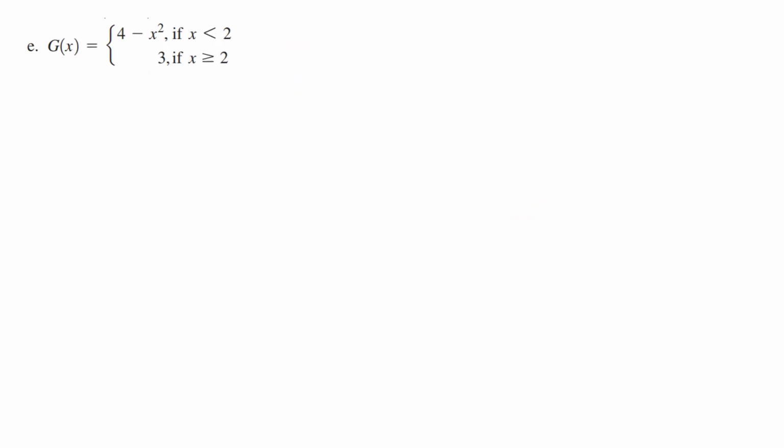If you see a piecewise function like this, all you need to do is plug in 2 for the left side and the right side. I can see that this is the left side, this is the right side. For the left side, if I plug in 2, I would get 4 minus 4, which is 0. And I can automatically say, no, this is not continuous at x equals 2.